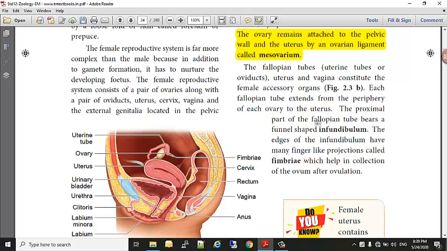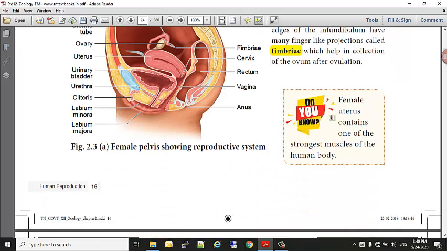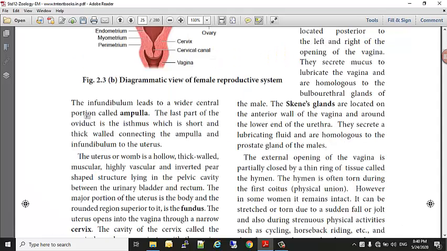The proximal part of the fallopian tube bears a funnel-shaped infundibulum. The edges of the infundibulum have many finger-like projections called fimbriae, which help in collection of the ovum after ovulation. The infundibulum leads to a wider central portion called the ampulla. The ampulla is a very important part. Here fertilization takes place.